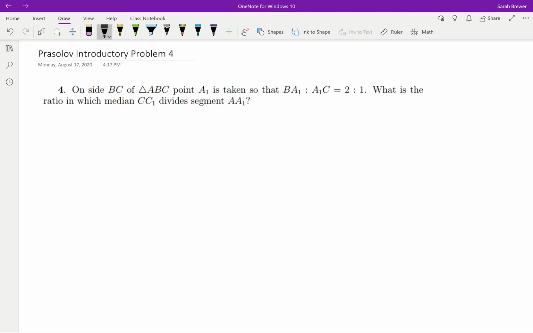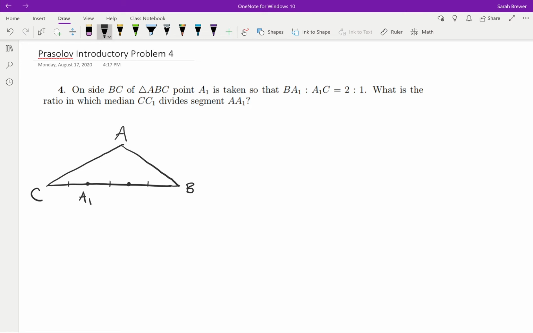All right, so our first task is to translate all of this. First thing I'm going to do is draw a triangle. Notice it doesn't say anything about this triangle being a right triangle, so I want just an arbitrary triangle, ABC. I'm going to draw it like this, A, B, C. And then on side BC, we have point A1, so that BA1 to A1C is 2 to 1. So basically the idea is that this distance should be twice as long as this distance. Okay, so hopefully that's clear. Right, so these are all equal.